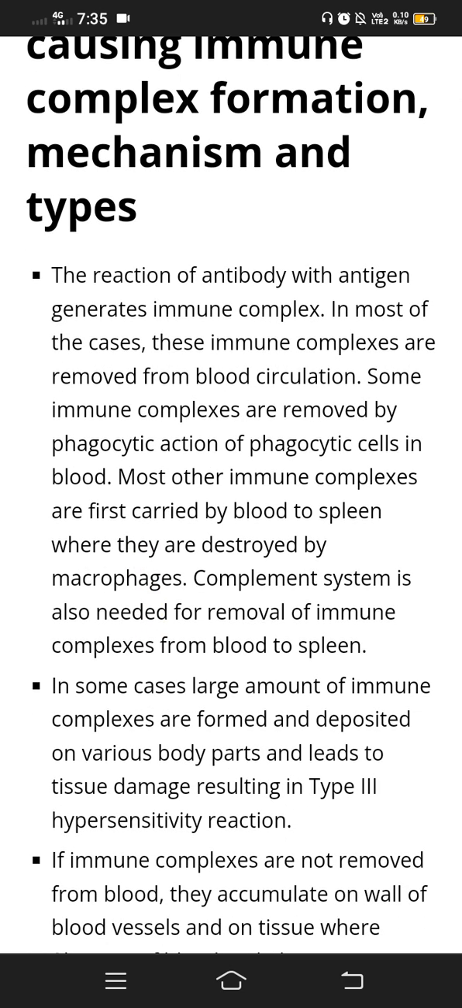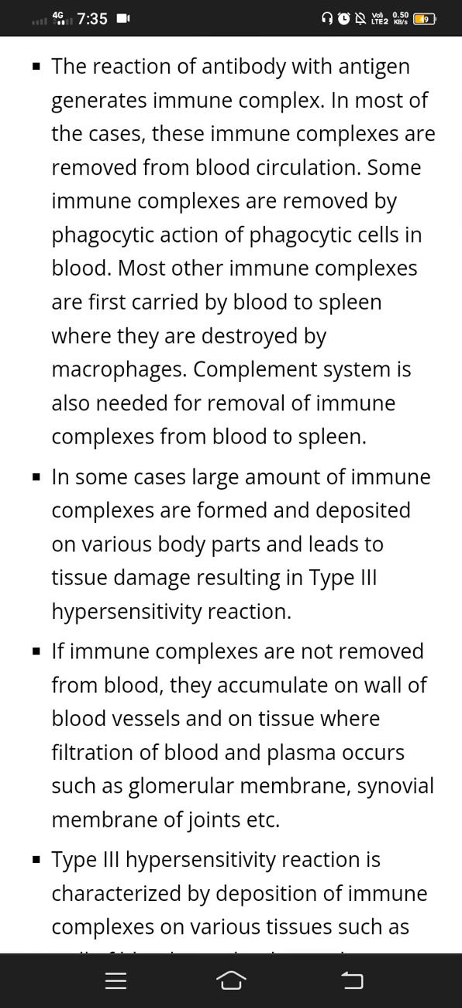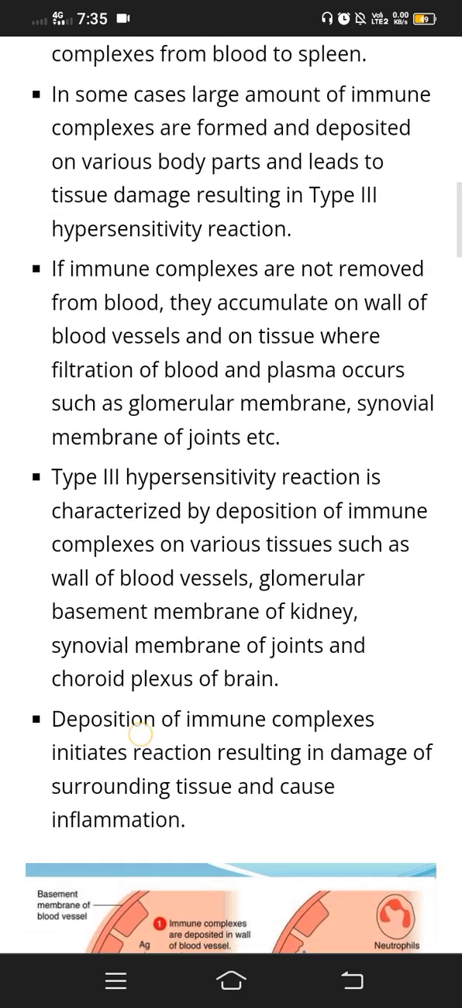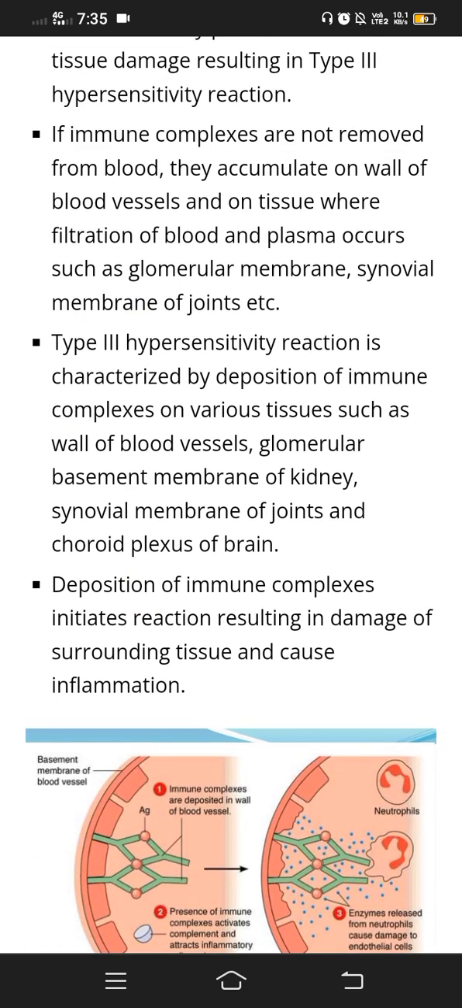In some cases, a large amount of immune complexes is formed and deposited on various body parts and leads to tissue damage, resulting in type 3 hypersensitivity reaction. If immune complexes are not removed from blood, they accumulate on the walls of blood vessels and on tissues where filtration of blood and plasma occurs, such as the glomerular membrane and the synovial membrane of joints. Type 3 hypersensitivity reaction is characterized by deposition of immune complexes on various tissues such as the walls of blood vessels, the glomerular basement membrane of the kidney, the synovial membrane of joints, and the choroid plexus of the brain. Deposition of immune complexes initiates a reaction resulting in damage of surrounding tissue and causes inflammation.